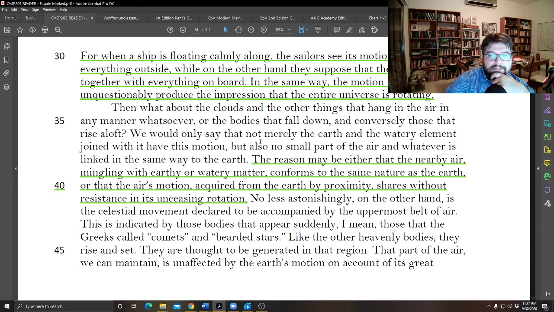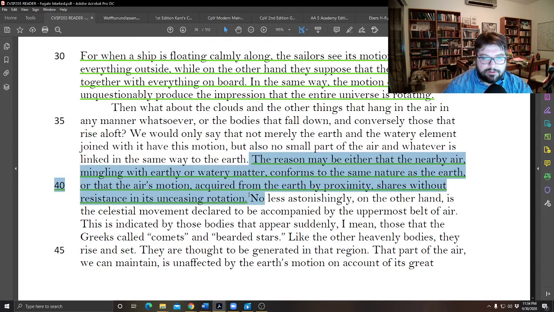We would say that not merely the earth and the watery element joined with it have this motion, but also no small part of the air and whatever is linked in the same way to the earth. The reason may be either that the nearby air, mingling with the earthly or watery matter, conforms to the same nature as the earth, or that the air's motion, acquired from the earth by proximity, shares without resistance in its unceasing rotation.